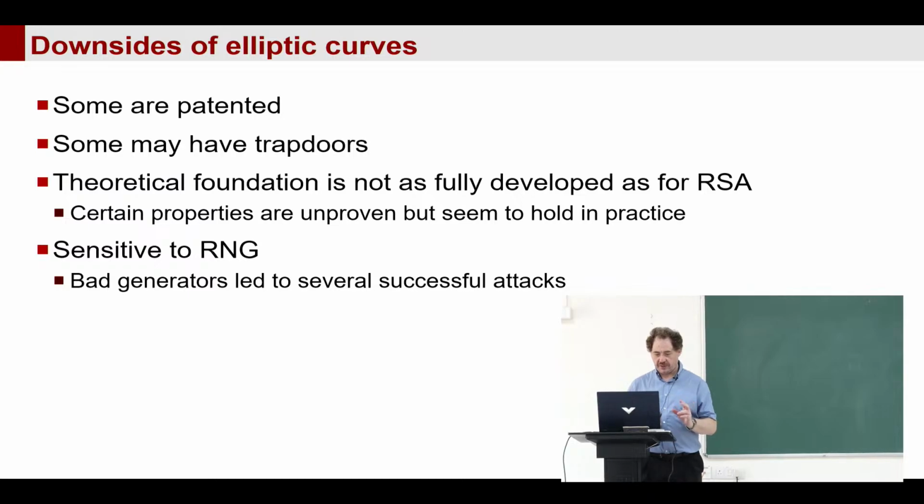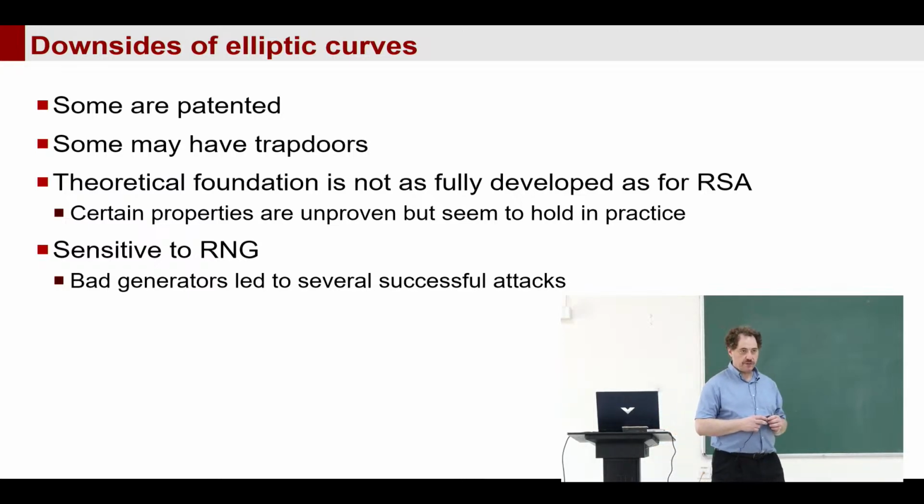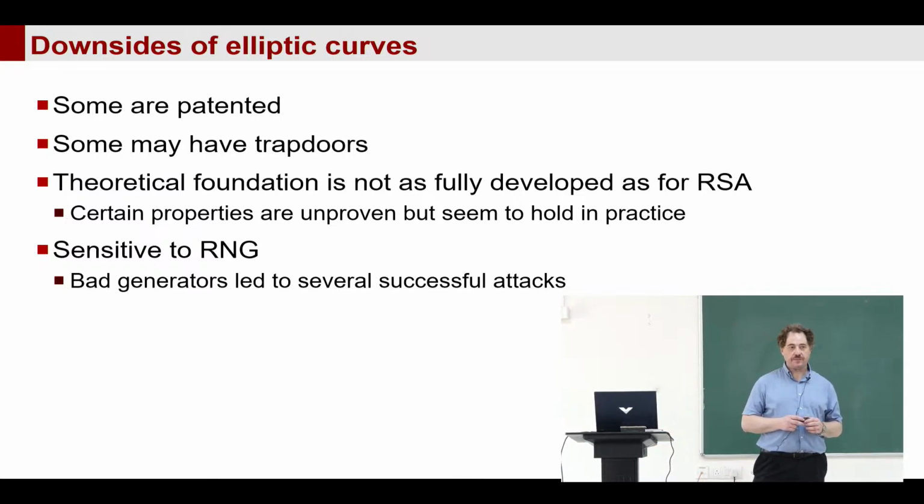You also need to be a bit careful when selecting the random numbers and the generators. So that's the background, an overview of elliptic curve cryptography. Again, this is the type of cryptography used in blockchain, which generates public and private keys.